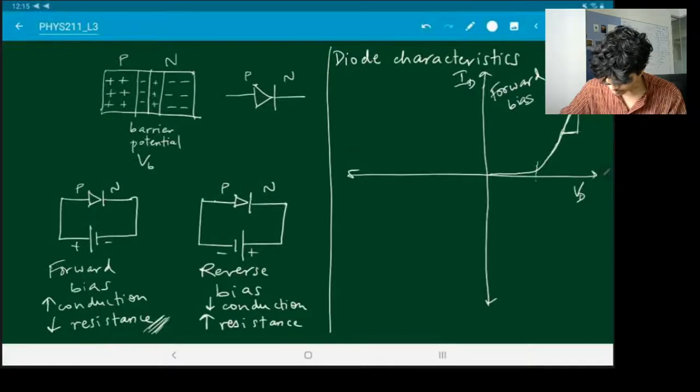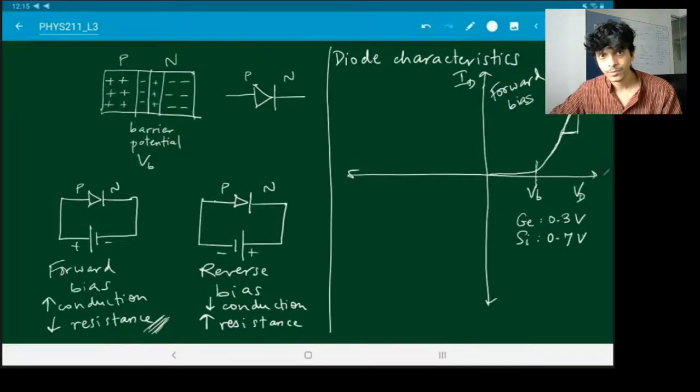This value over here, where there is a sudden increase, is your barrier voltage, your barrier potential. And this depends on the solid state properties of your semiconductor. So for example, if you are using a germanium semiconductor, then V B is going to be something like 0.3 volts, and if you're using a silicon semiconductor, this is going to be around 0.7 volts. So that depends on the properties of the actual physical diode itself that you're using.